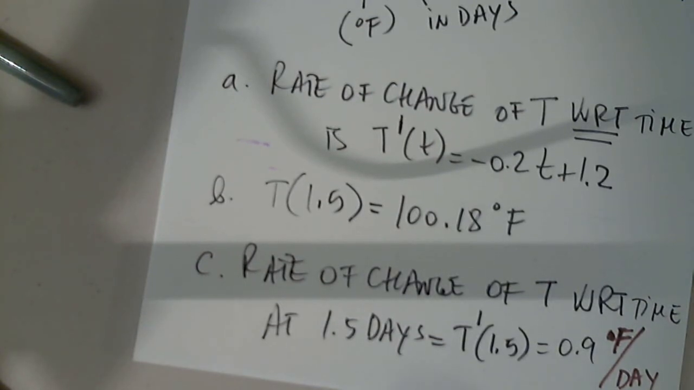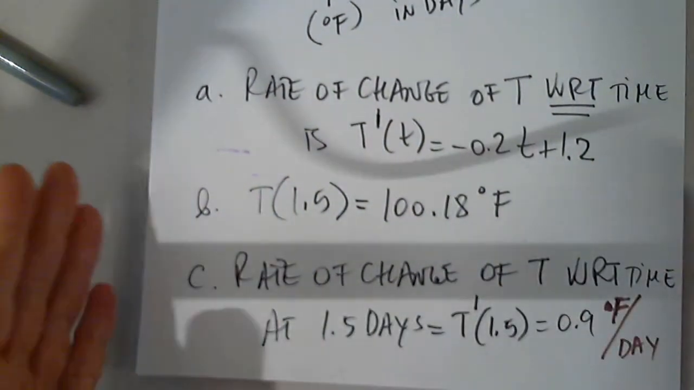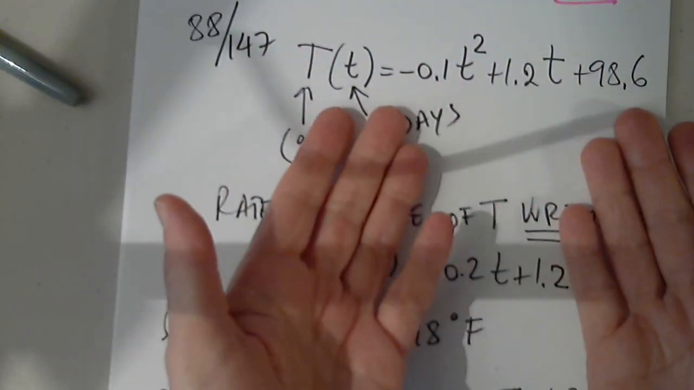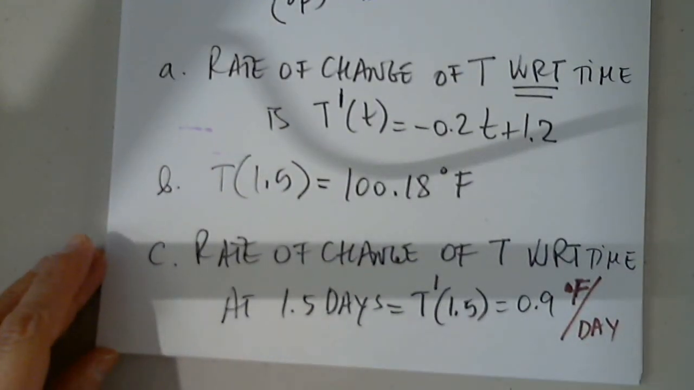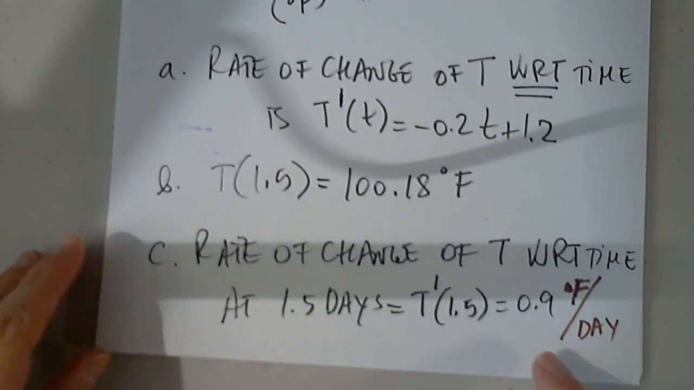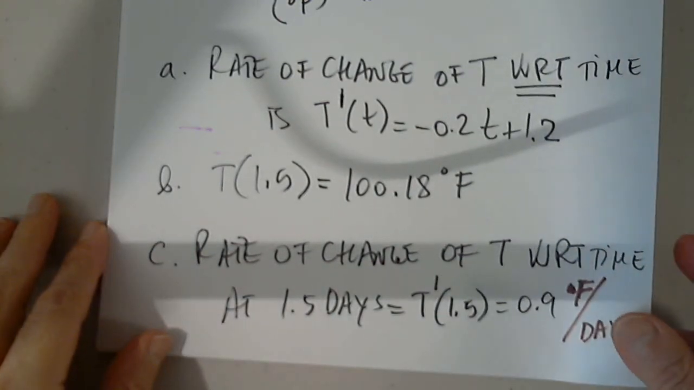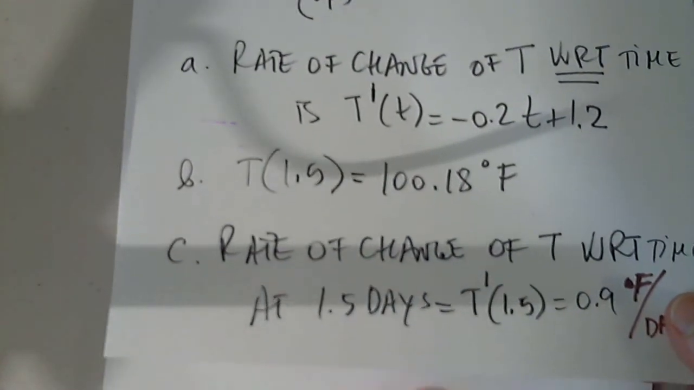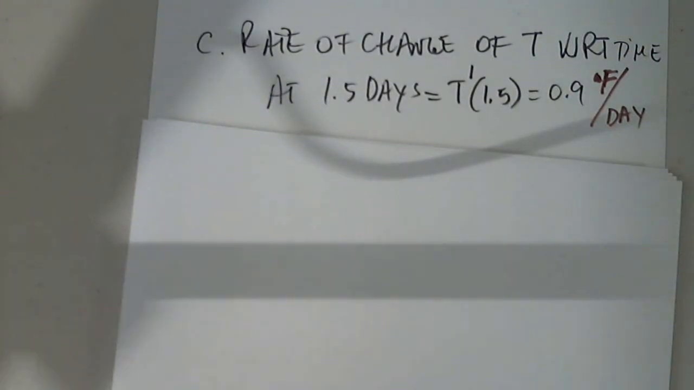So because it's positive, what will be the interpretation? That according to this disease, assuming that this is the model for the temperature in this particular illness situation, it appears that the temperature increases by almost a degree, 0.9 degrees Fahrenheit per day. Any questions? Any questions on this?